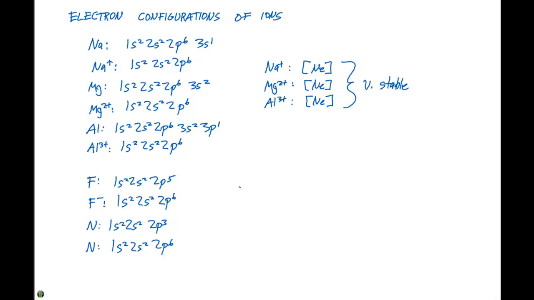So again, the F- and the N3- electron configurations also have the neon noble gas core. And in addition, these are very stable. So this is why the fluorine anion wants to gain 1 electron, and the nitrogen anion needs 3 electrons. It's because they want to reach that stable arrangement or that noble gas core of electrons.